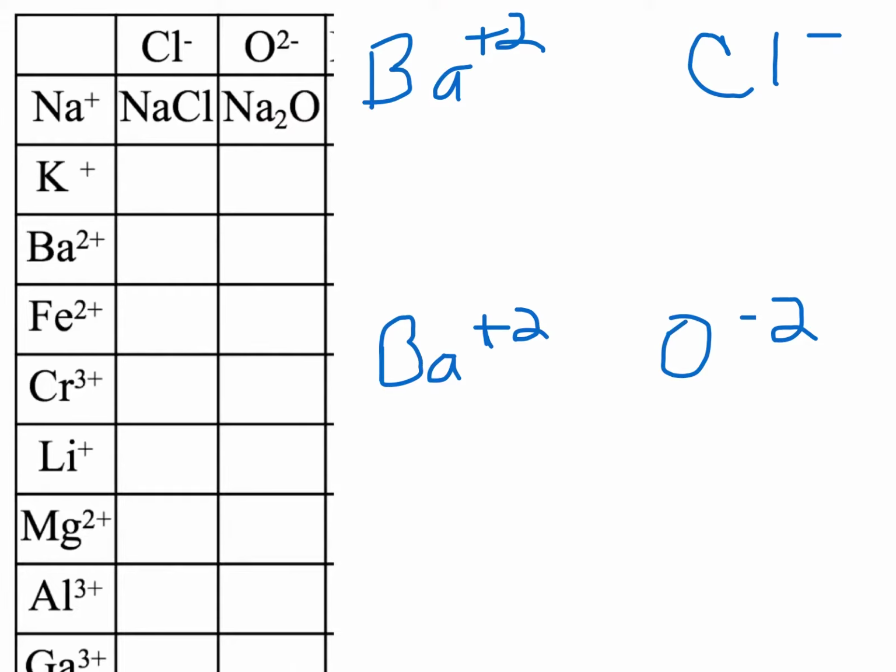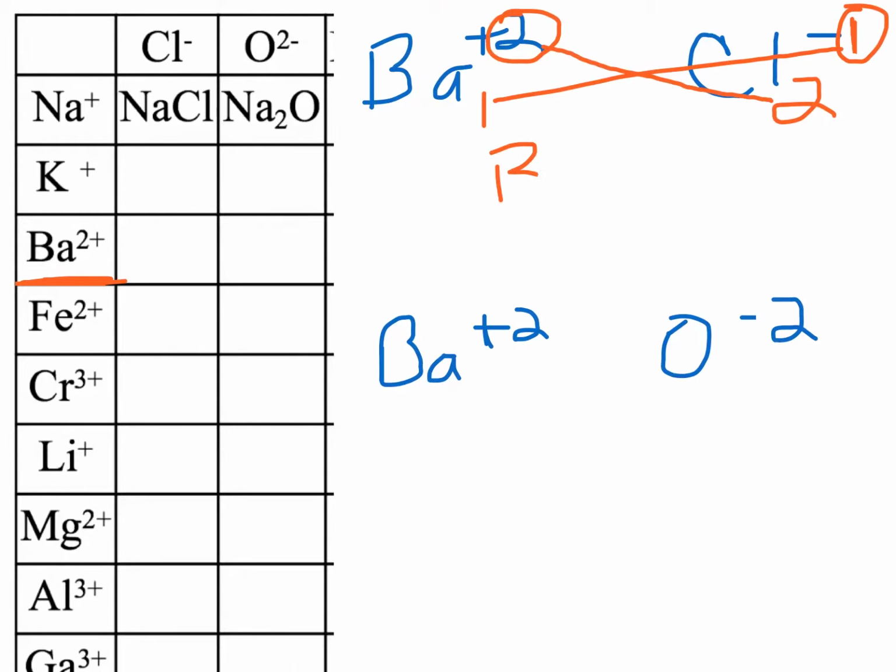Okay, so now for our barium ion. Barium has a +2 charge, so we need 2 chlorides to balance it out. This chloride has an understood charge of -1, so that 1 comes over here. So our formula is just BaCl2.